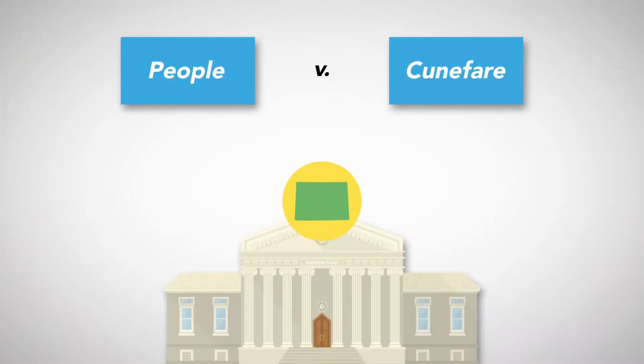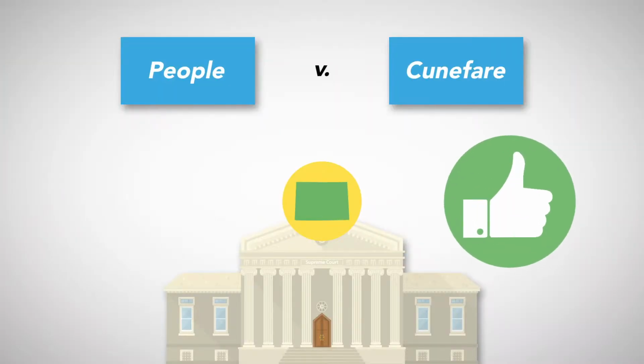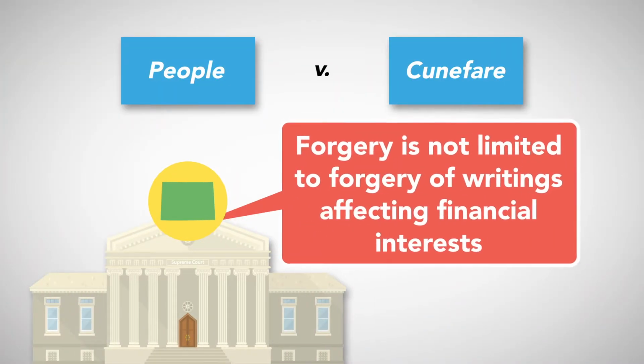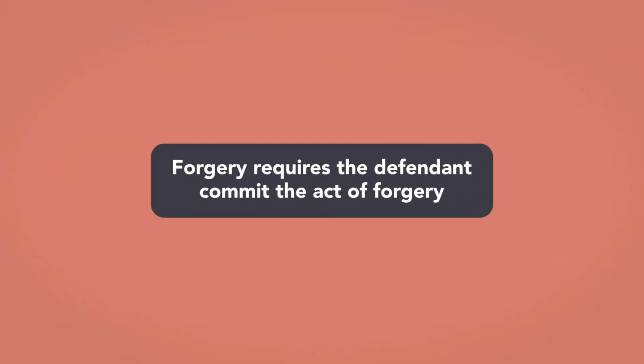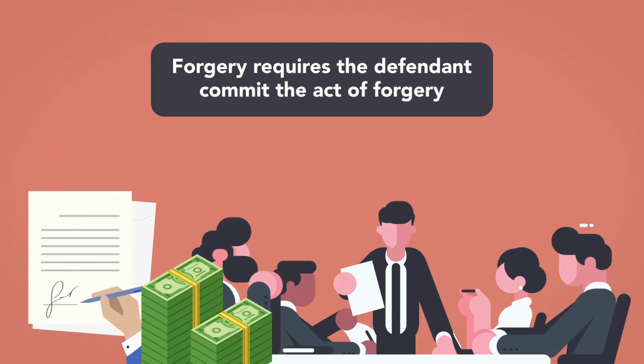The Supreme Court of Colorado sustained the conviction, ruling that forgery is not limited to forgery of writings affecting financial interests, but also includes forgery of writings having other legal effects. Forgery requires that the defendant commit the act of forgery. It's not enough that the defendant conspired to profit after an act of forgery.